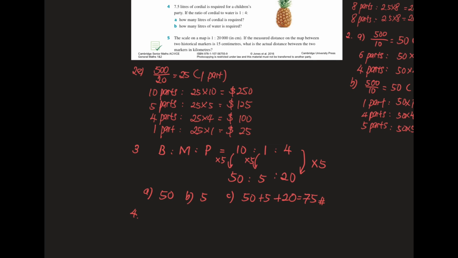And now question 4. 7.5 liters of cordial is required for a children's party. If the ratio of cordial to water is 1 to 4, how many liters of cordial is required?